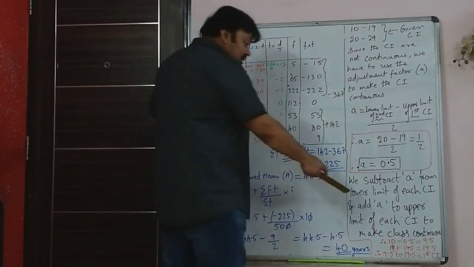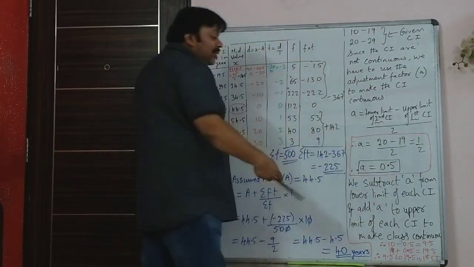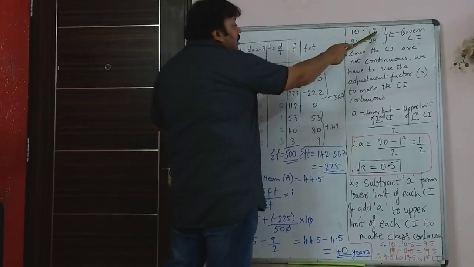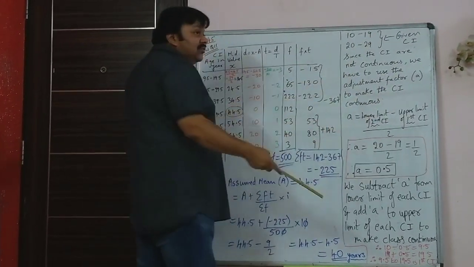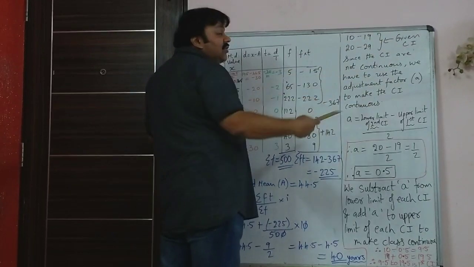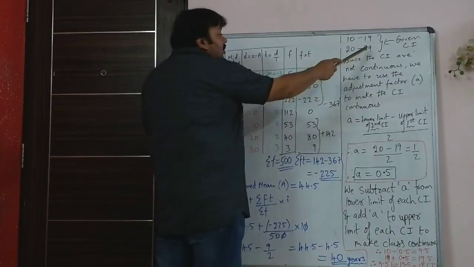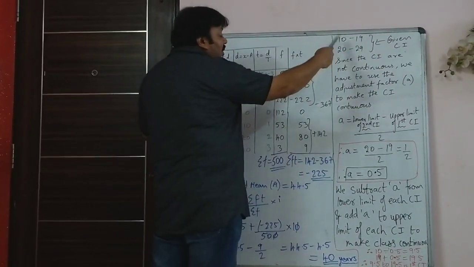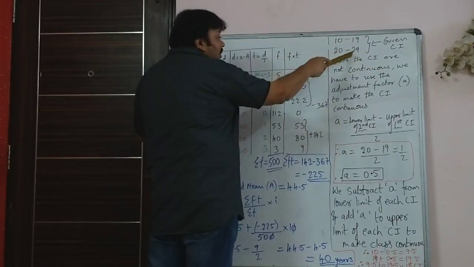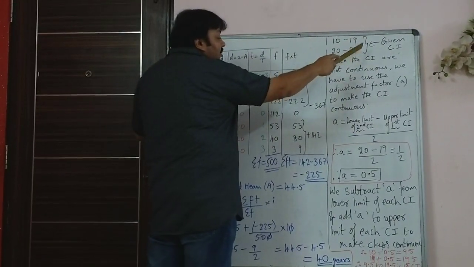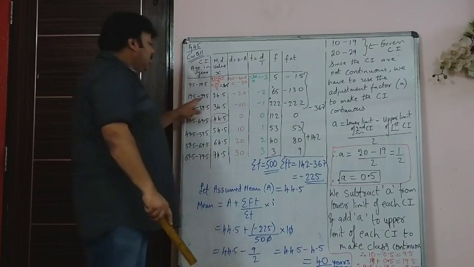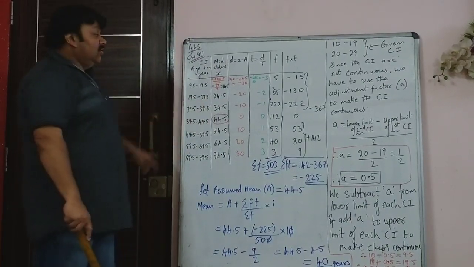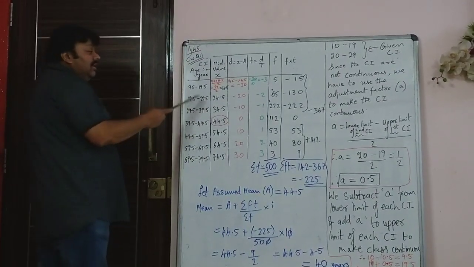And we add a to the upper limit of each class interval. 19 plus 0.5 will become 19.5. 29 plus 0.5, this is the original one, 29 plus 0.5 will become 29.5. So the adjusted class intervals are very simple.